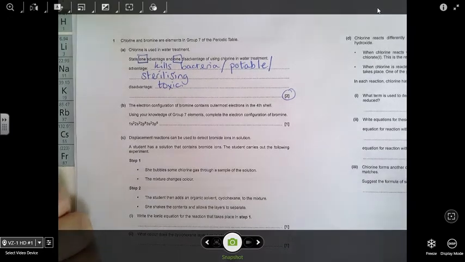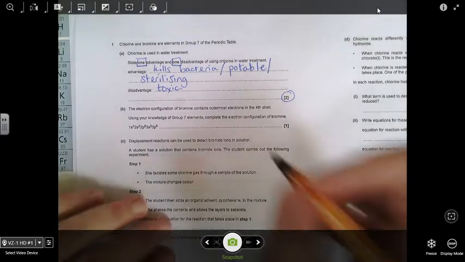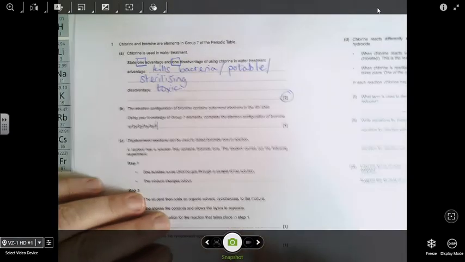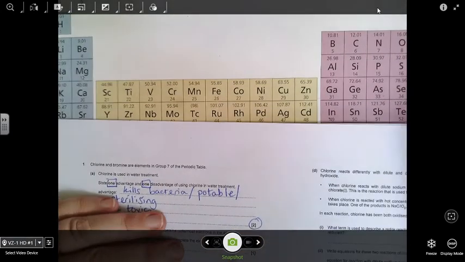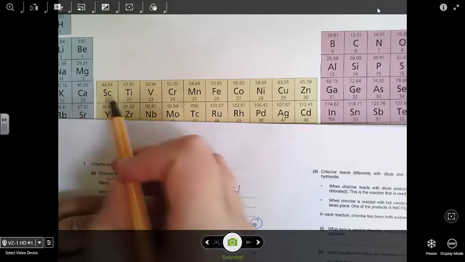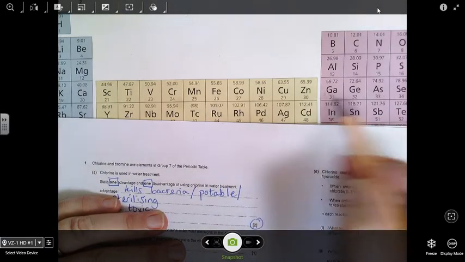Okay, so our next bit then. The electronic configuration of bromine contains outermost electrons in the 4th shell. So for this part we need to look at the periodic table and look at where we go after 3p6. So on the periodic table, 3p6 takes us as far as argon. So to get as far as bromine, we've got to go through the 4s electrons, then all the 3d10, and then we're back into the 4p there.